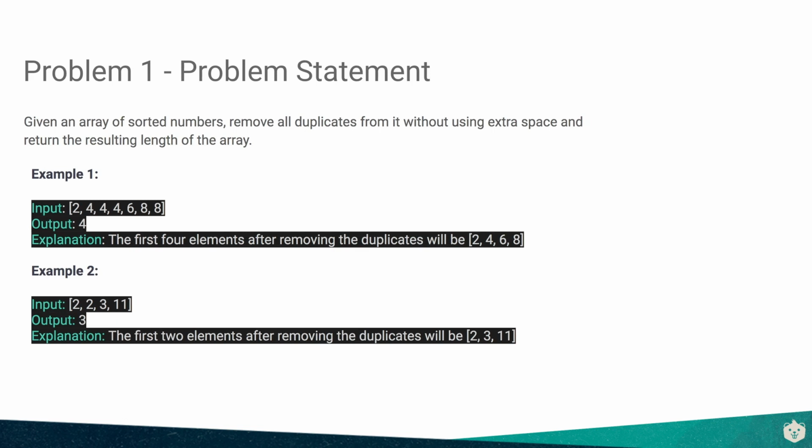In the second example, there are a couple of duplicates of 2. So if you remove that, the size of the array gets reduced to 3.